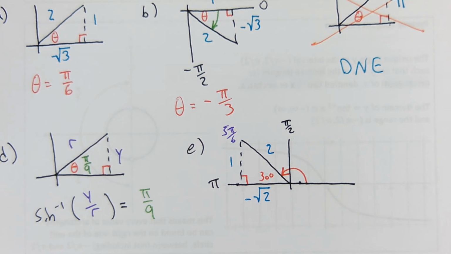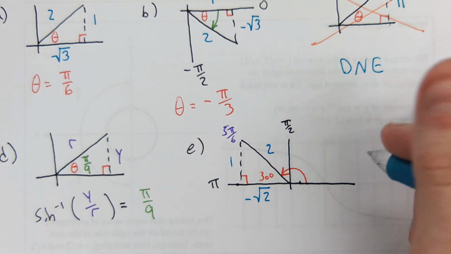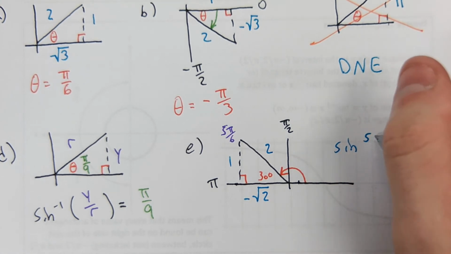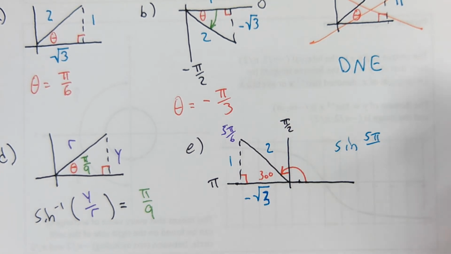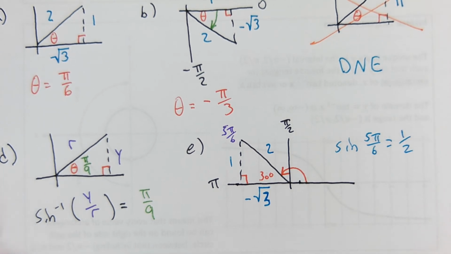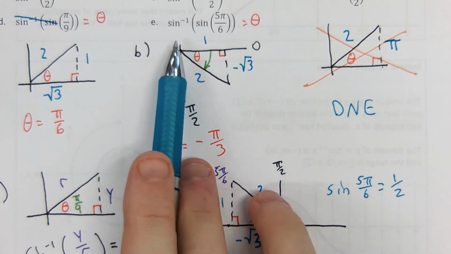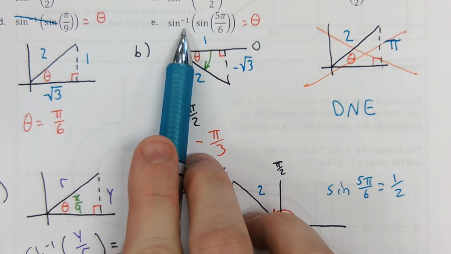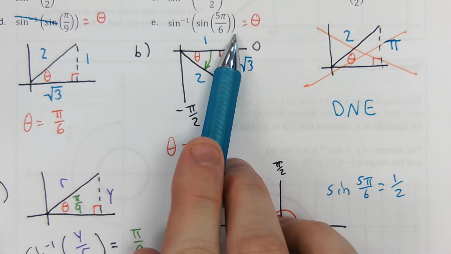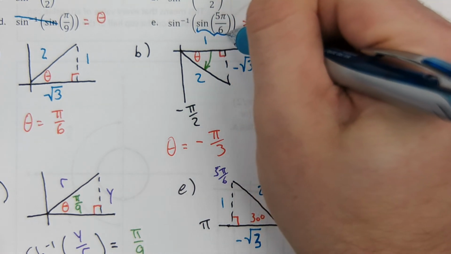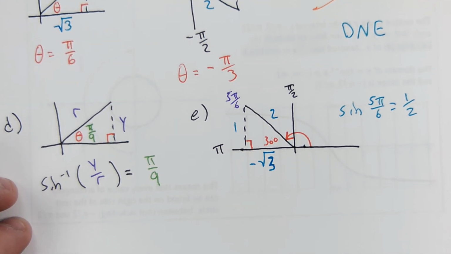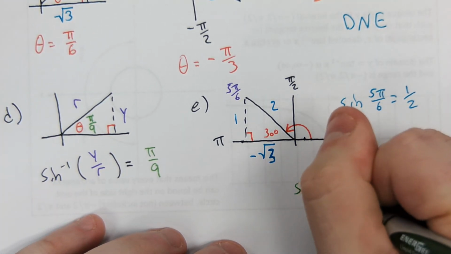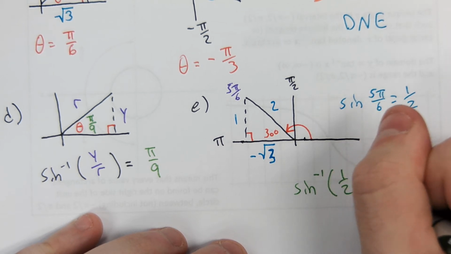So what is sine of 5 pi over 6? It's 1/2. Yes, sorry, I think I said 3, but I wrote 2. Sorry. Sine of 5 pi over 6 is positive 1/2. So this question could be simplified down to say sine inverse of 1/2. Because this is 1/2, the question changes a little bit. It says, okay, what is sine inverse of 1/2?